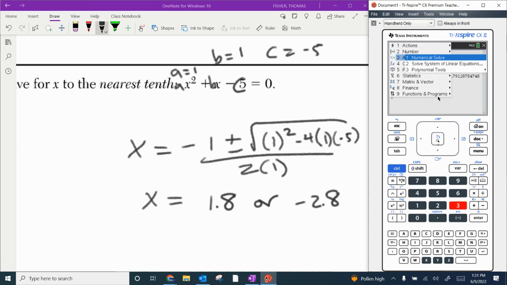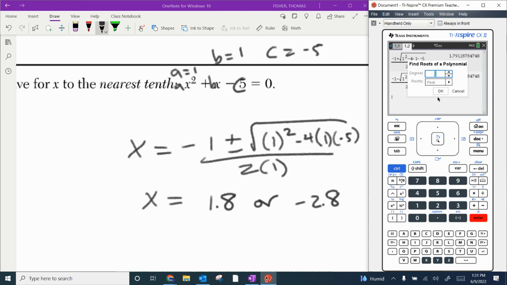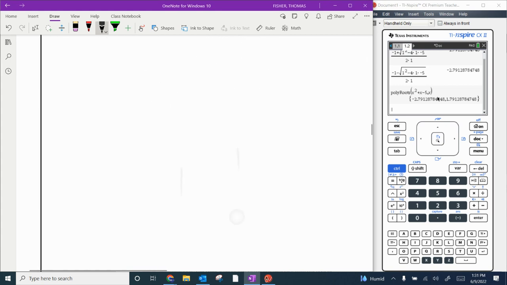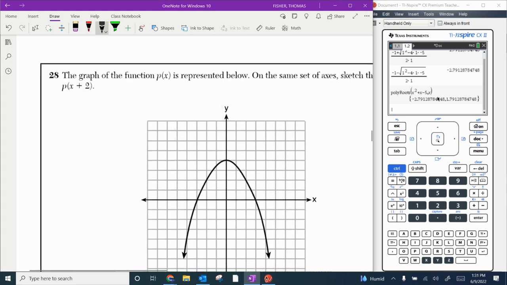To check your work, you could do the menu. If you go to Algebra and do polynomial tools here, choice 3, you can do find roots of a polynomial. It's already set equal to 0, so it's easy to do for that. Degree 2, A2 is really just A, so that's just 1. And then A1 is our B, so that's 1. And then A0 is our C, negative 5. And if I hit this, I should get the same answers, and we do. So that's helpful to check our work. And we go on to the next.